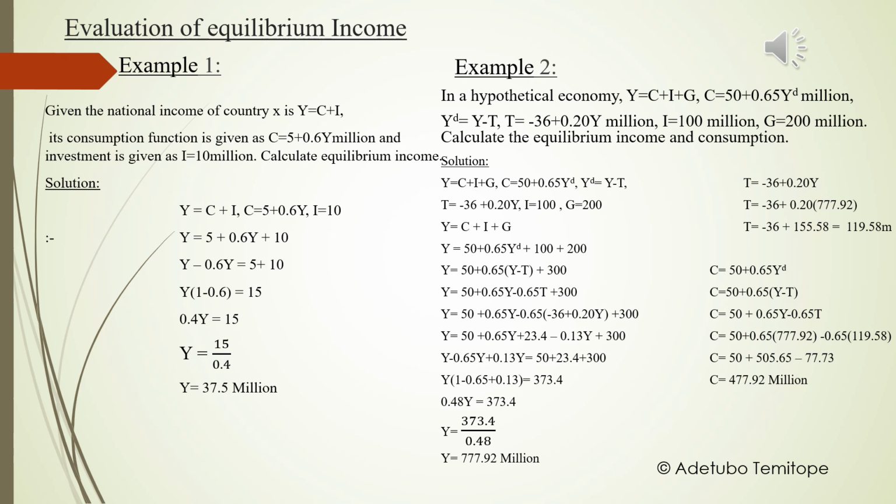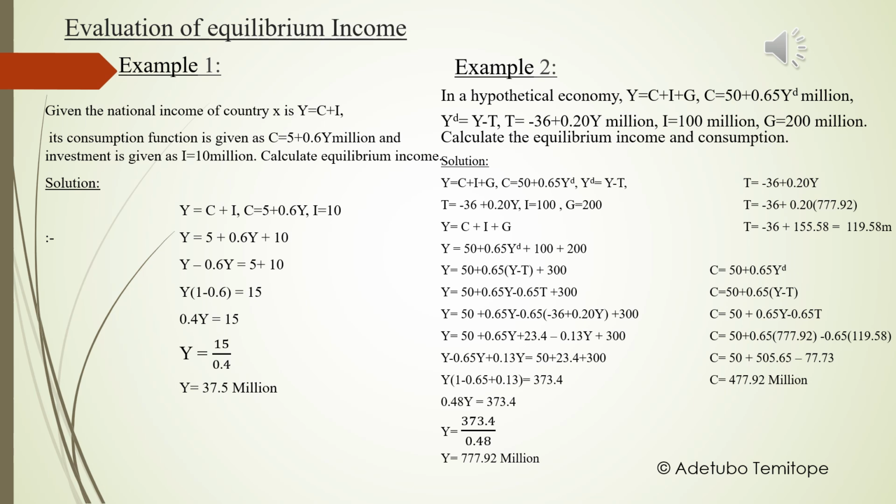Example 2. In a hypothetical economy, Y = C + I + G. Our C = 50 + 0.65 YD million. Our YD = Y - T. Our T = -36 + 0.20Y million. Our I = 100 million. Our G = 200 million. Calculate the equilibrium income and consumption.